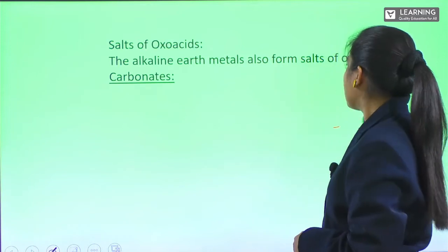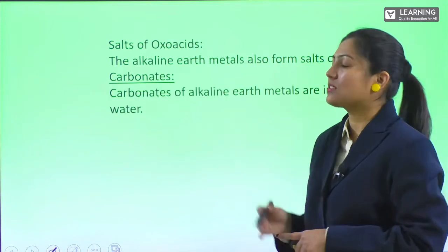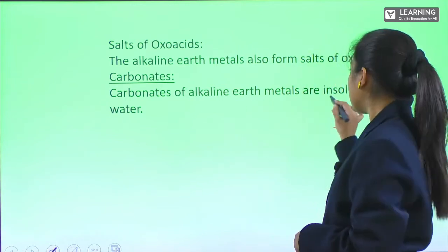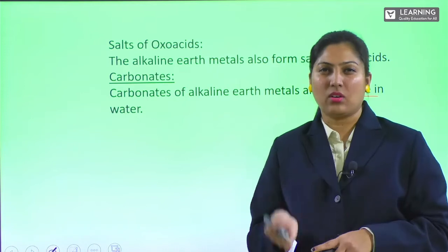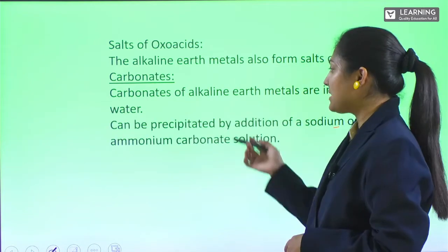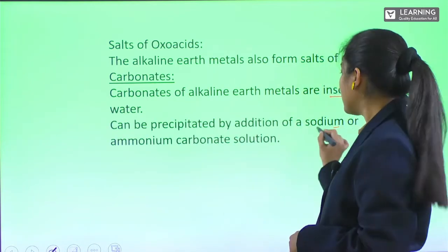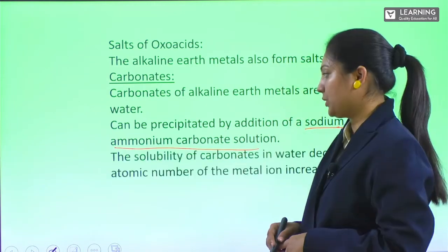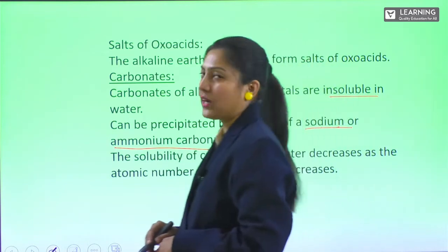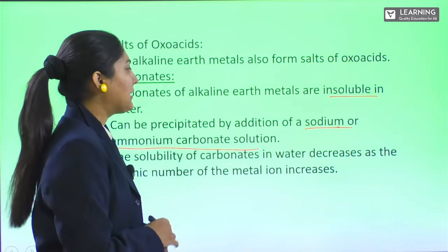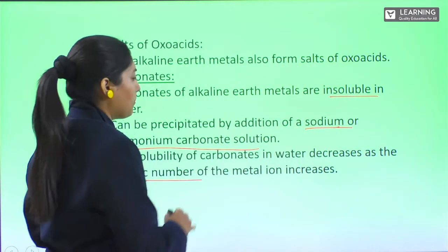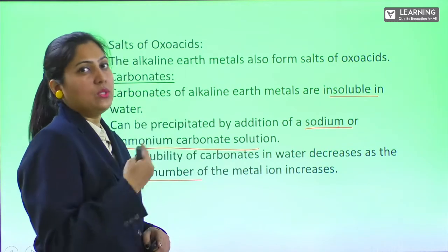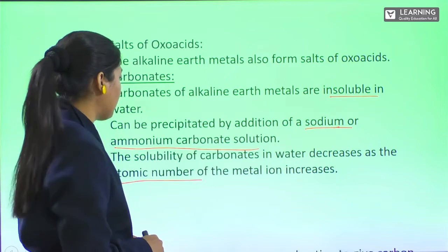These form the salts of oxoacids. We will just go with the carbonates first. Carbonates of alkaline earth metals are insoluble in water. They are not soluble in water as they precipitate by addition of sodium or ammonium carbonate solution. The solubility of carbonates will decrease as the atomic number of the metal ion increases. That means down the group solubility decreases.